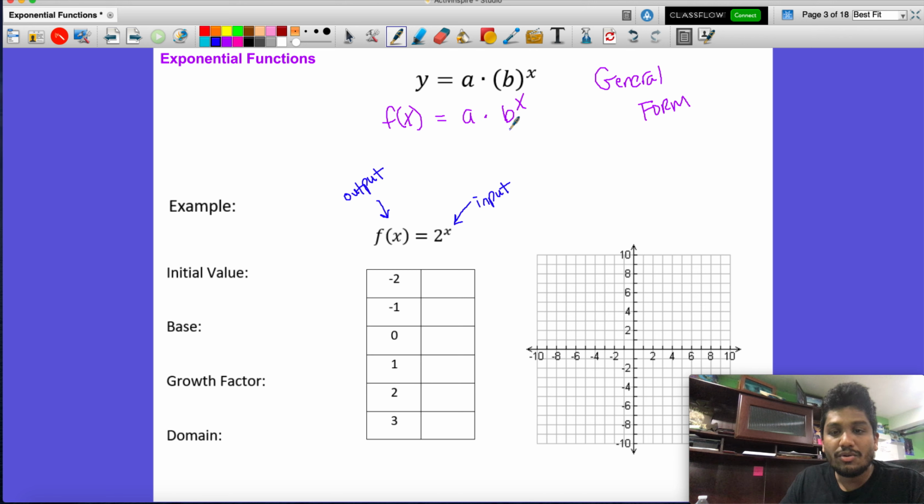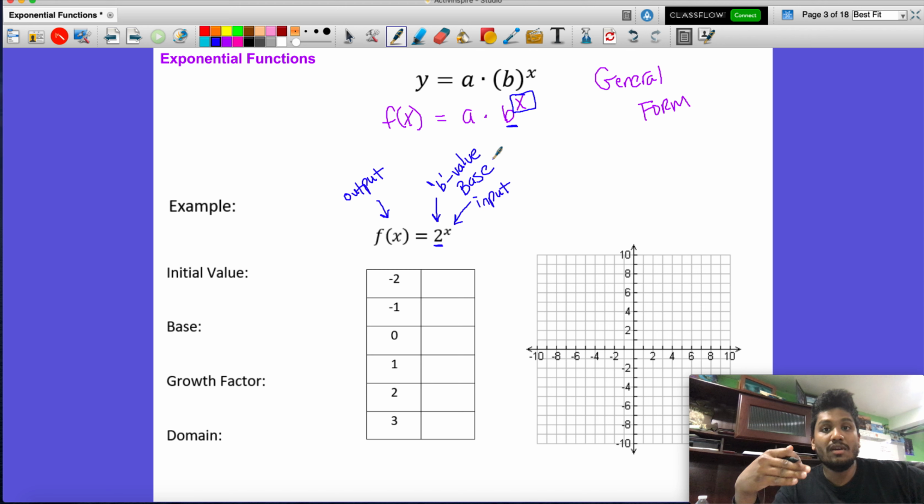And if you'll notice, you see how the b is being raised to the x power? Here, this 2 is being raised to the x power. So this is actually our b value. In this case, we're going to call this a base. Now, I know in the last slide I had called this a growth rate, a multiplier. There are so many different names for it, but the most popular name is a base.